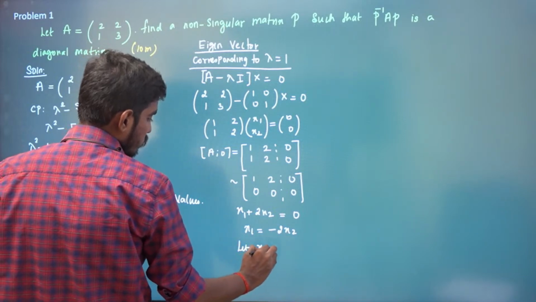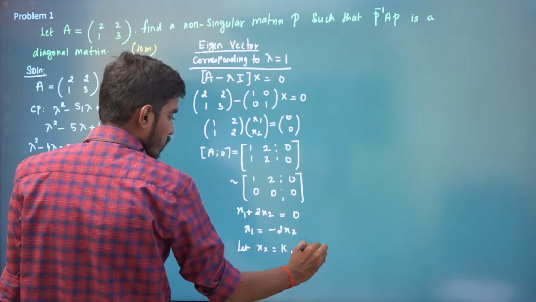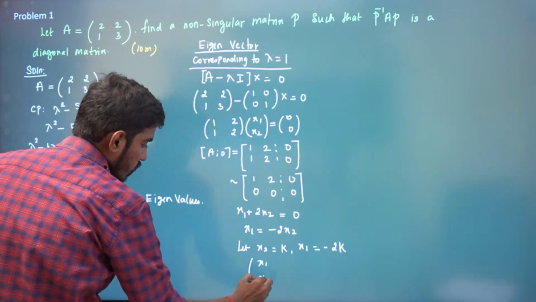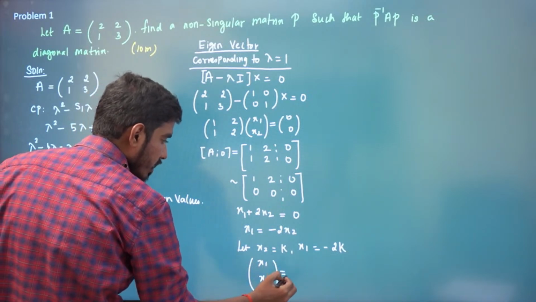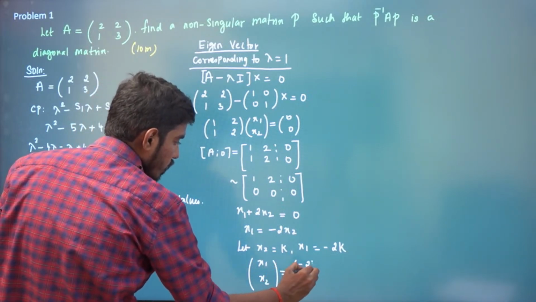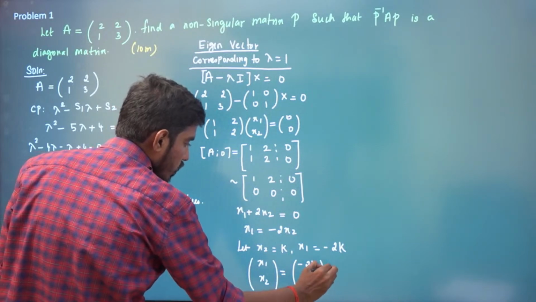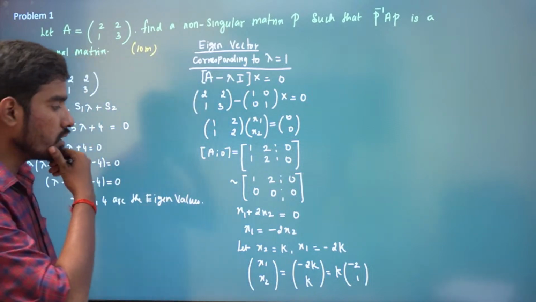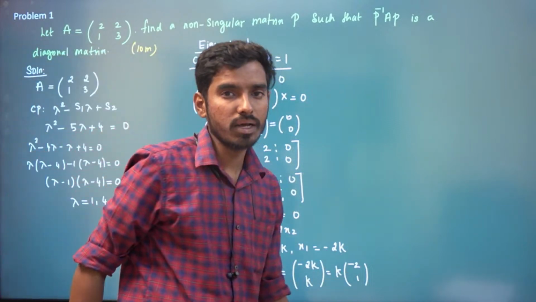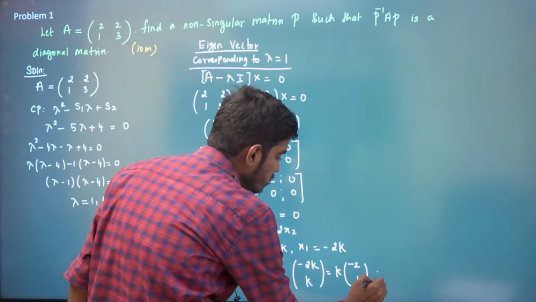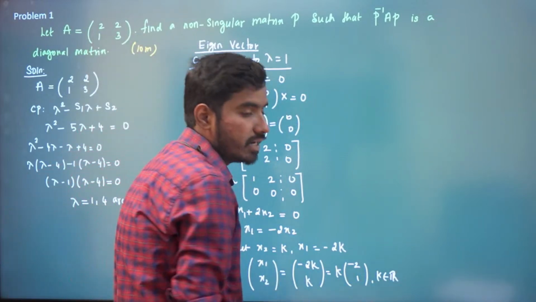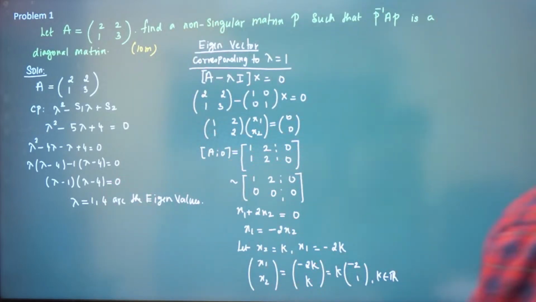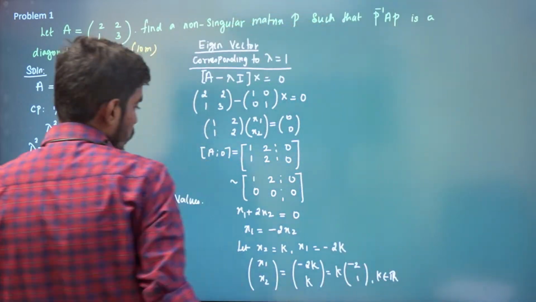So let us put x2 to be equal to k. Then x1 will be minus 2k. Therefore, the eigenvector corresponding to this is given by an infinite set. That set is given by minus 2k comma k, or k times minus 2 comma 1. Right? One of the eigenvectors is minus 2 comma 1. If I multiply any scalar with this, we will have infinitely many eigenvectors, right? So one of the eigenvectors corresponding to lambda equal to 1 is minus 2 comma 1.